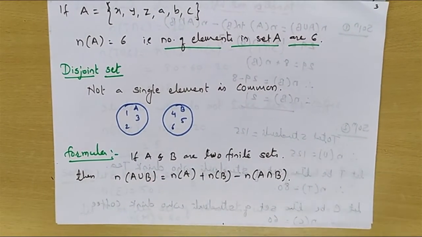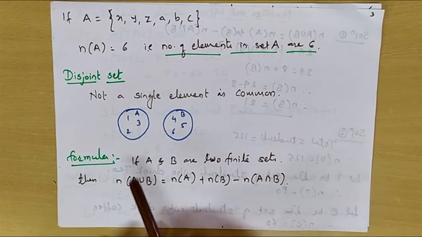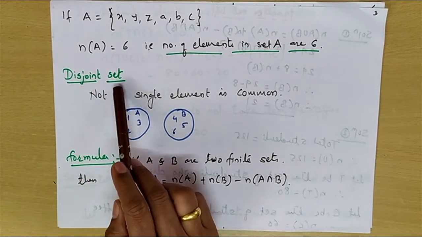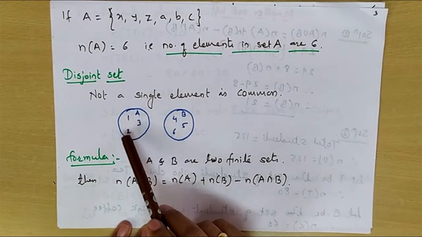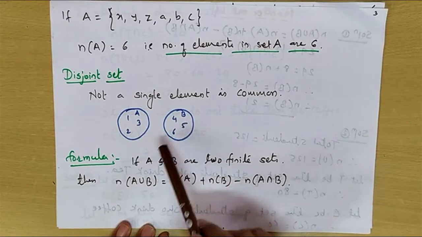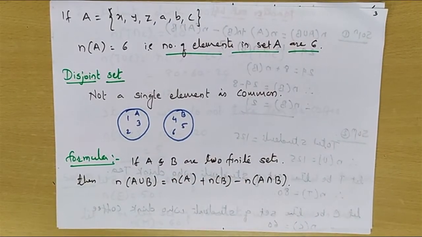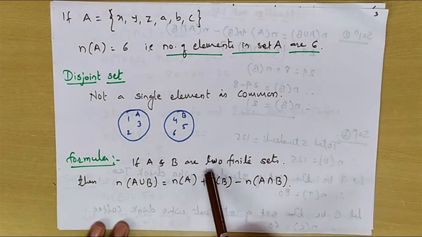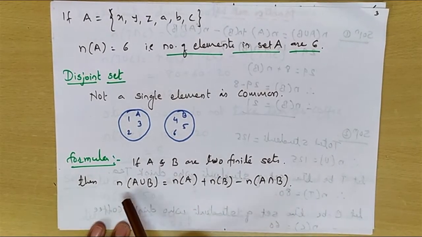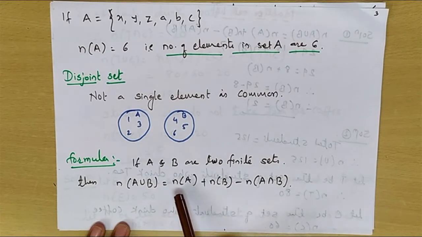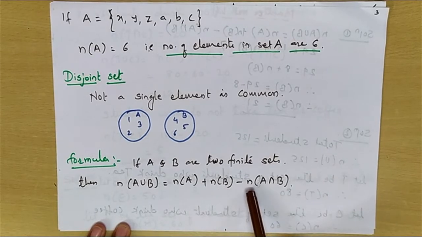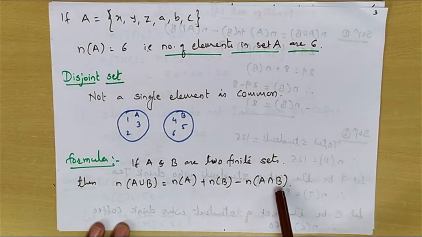Then let us see what is meant by disjoint sets. The sets which do not have any single element in common are called disjoint sets. For example, set A is 1, 2, 3 and set B is 4, 5, 6. Not a single element is common in both of the sets. So such types of sets are called disjoint sets. Then there is a formula. If A and B are two finite sets, then the number of elements in A union B is equal to the number of elements in A plus the number of elements in B minus the number of elements in A intersection B.